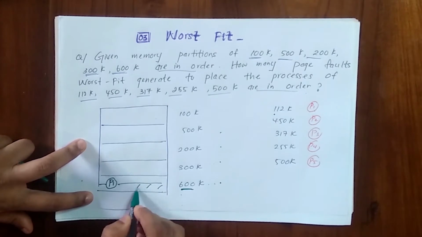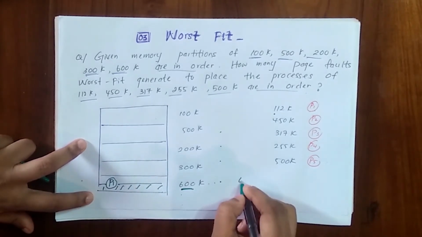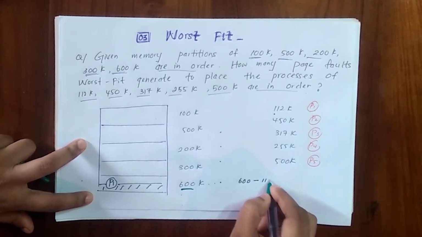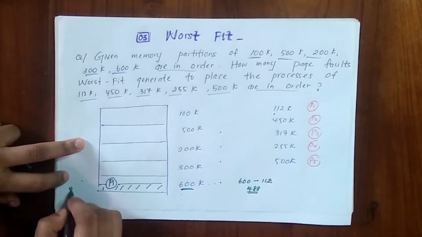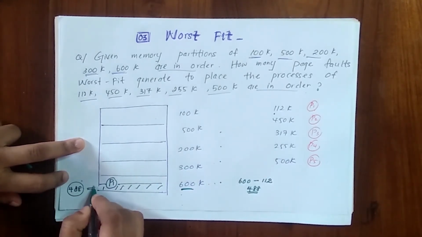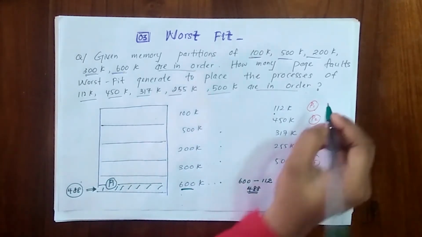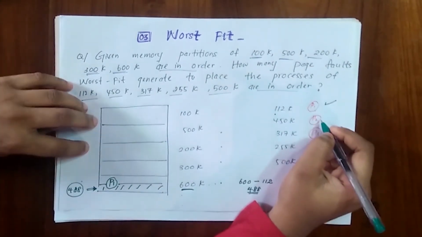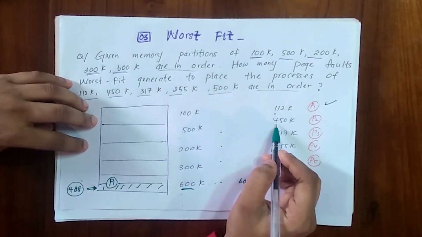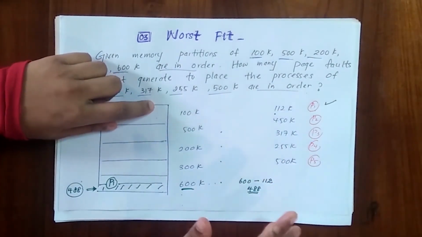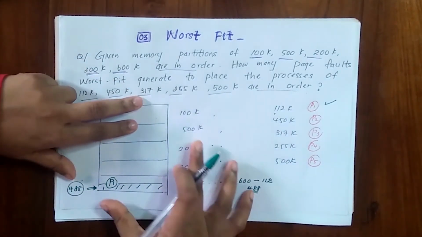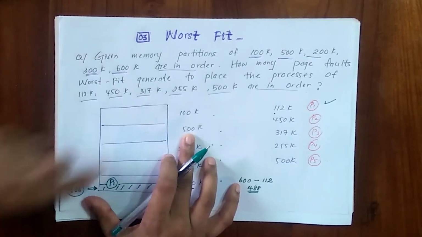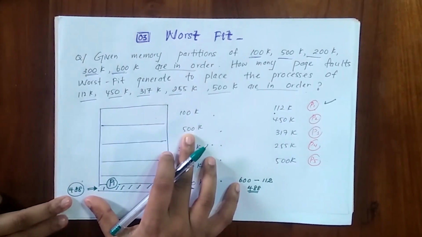So let's calculate it. 600 minus 112, which is 488. So we have 488 space here. Done with P1 and then P2. P2 is 450. So you can see we can't place it here, here or here, but you can place it in these 2 partitions, 500 and 488.